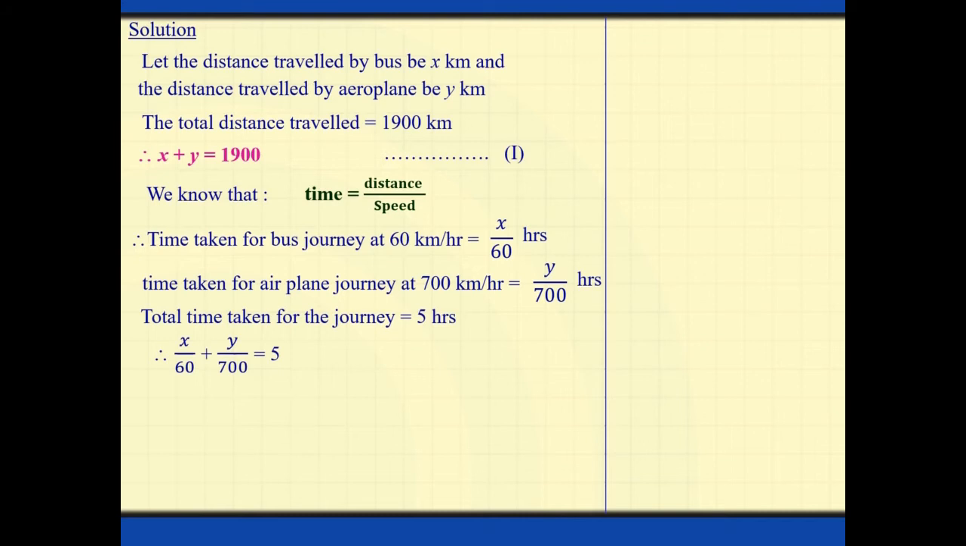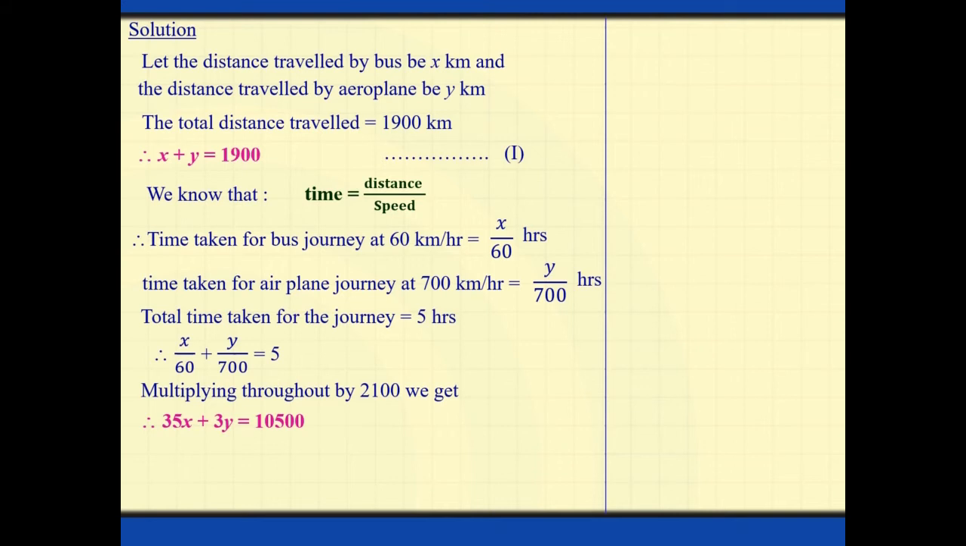We need to simplify this equation further because we have denominators 60 and 700, which will have to be dealt with at some point, whatever method you use. So let us first get rid of these denominators now itself. Multiply throughout by the LCM of 60 and 700, which is 2100. When we multiply the whole equation by this number, we get 35x plus 3y equal to 10,500.